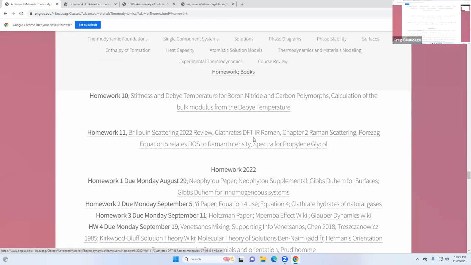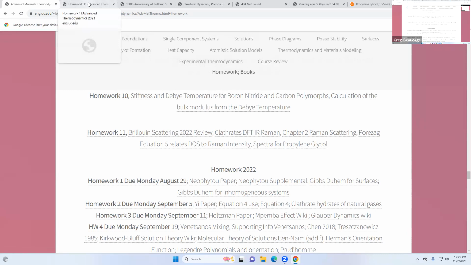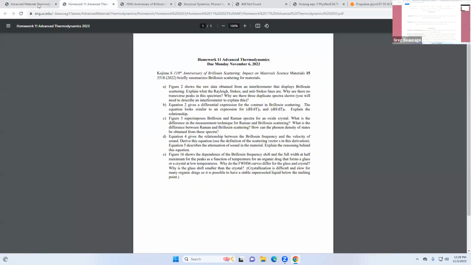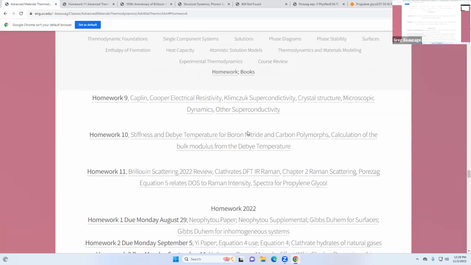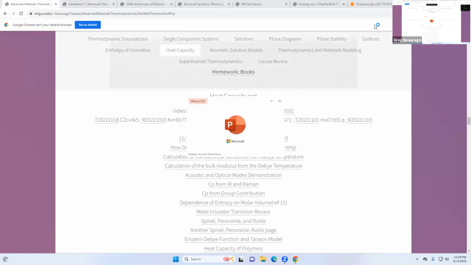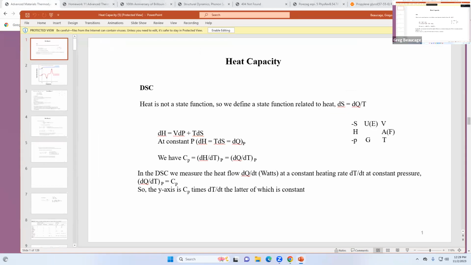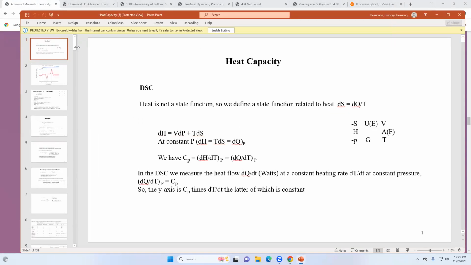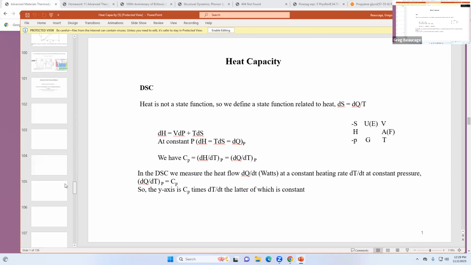I don't know why this clathrate thing is here. It's just stuck there. And this is the book that's supposed to have the answers. This is the spectra for propylene glycol. It's useful, I guess. And then I guess I should open up the heat capacity slides, at the bottom somewhere here.